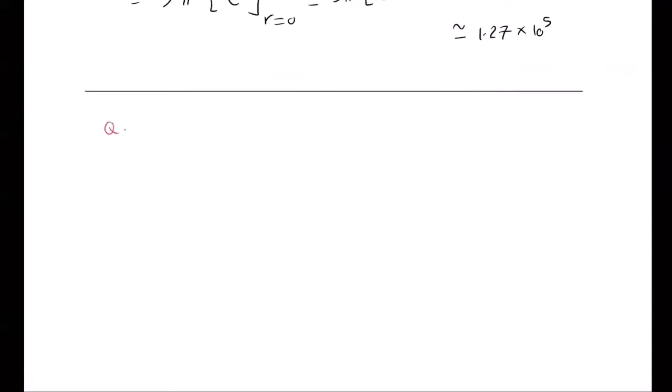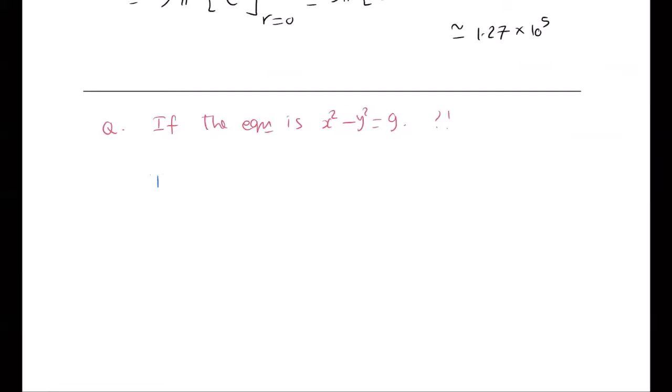Question. x square minus y square equals 9. Okay, this is a cylinder because there is no z. But which type of cylinder? What is the base of this cylinder? It is the curve x square minus y square equals 9, which is a hyperbola.